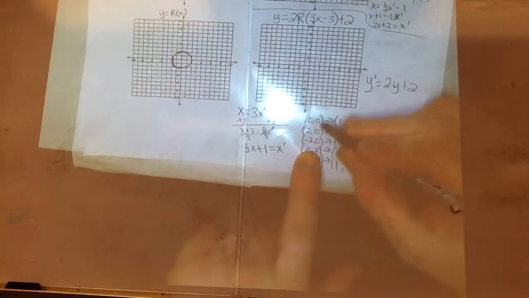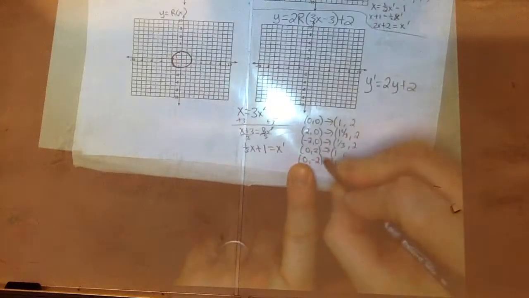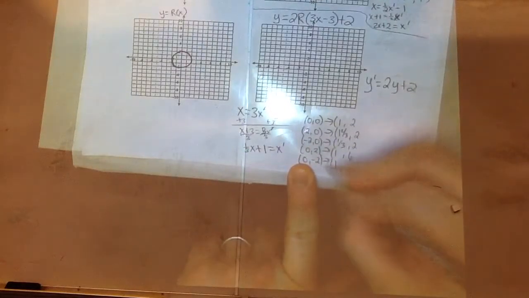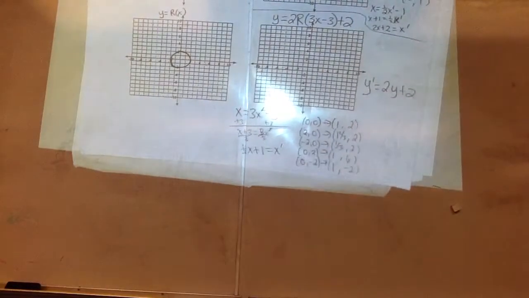So that's 0 plus 2 is 2, negative 2, 6, okay. So we got negative 2. Hopefully this works. If not, I quit.